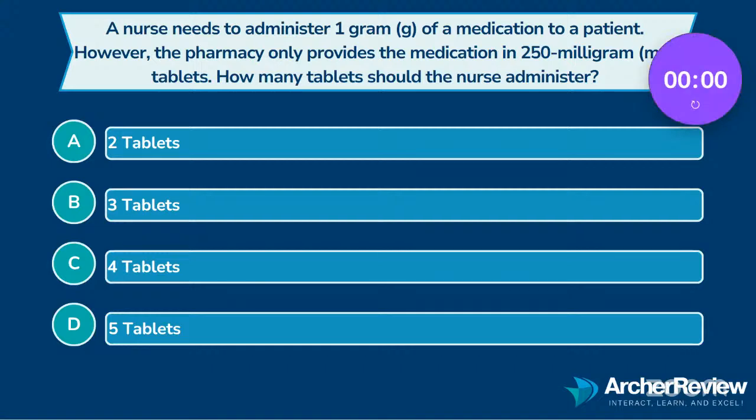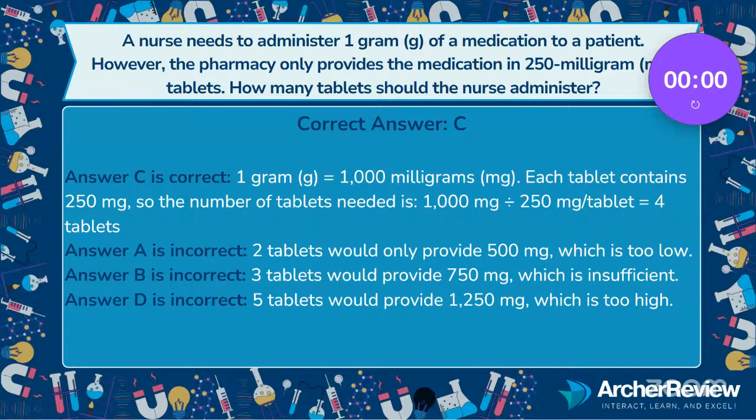How'd you do? Our correct answer is C, 4 tablets. So let's break this one down. Our correct answer was C, 4 tablets. How did we come up with that? Well, we have to remember that 1 gram equals 1,000 milligrams, and each tablet was 250 milligrams. So we need to have 1,000 milligrams divided by 250 equals 4 tablets.